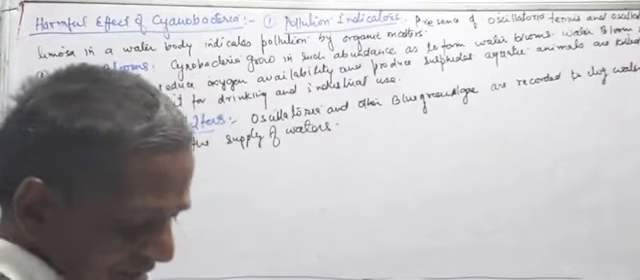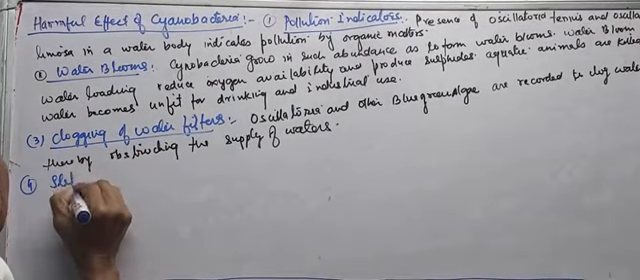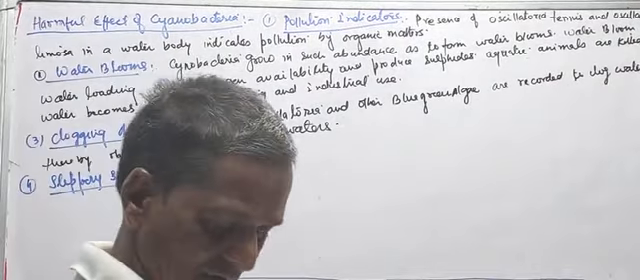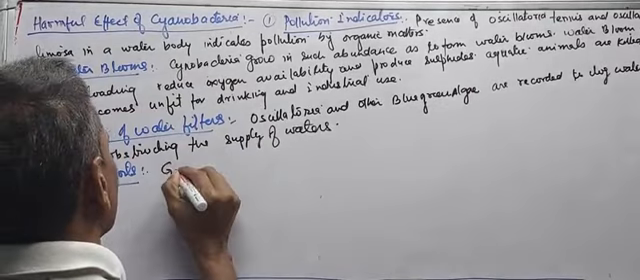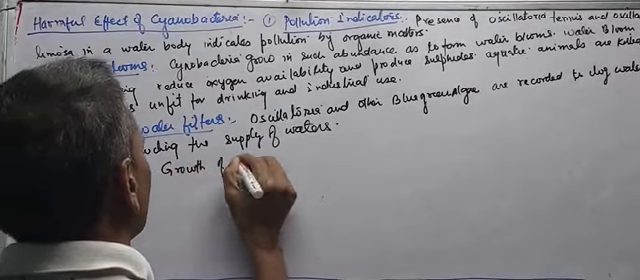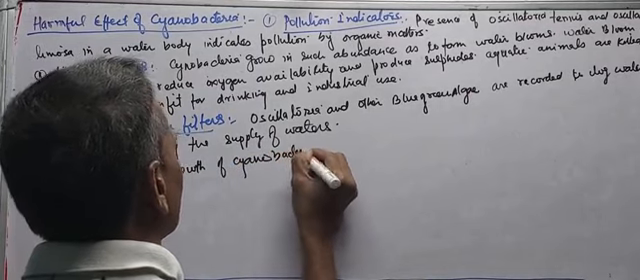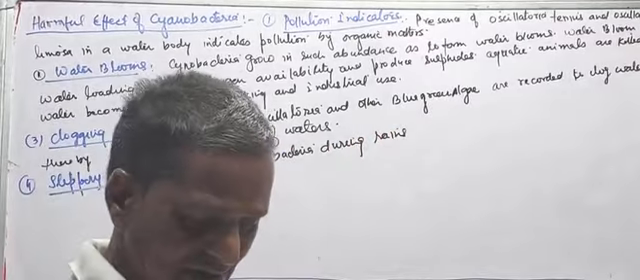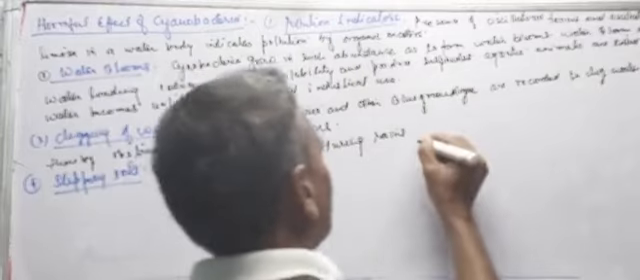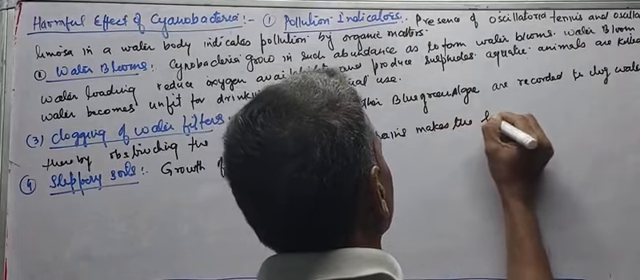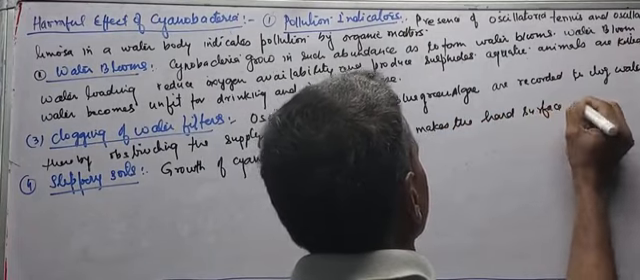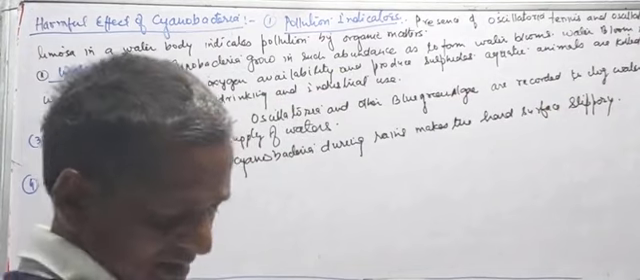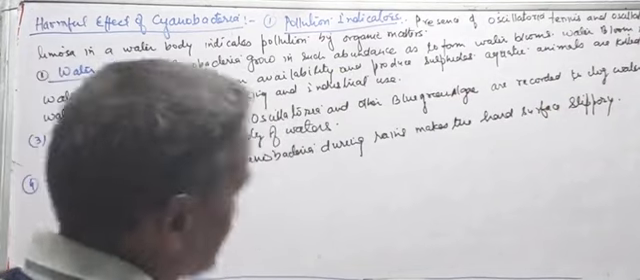Next harmful effect, slippery soils. Growth of cyanobacteria during rains makes the hard surface slippery.